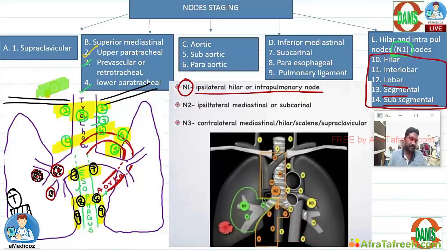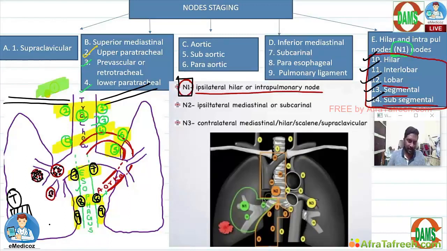If it is causing involvement of any of these nodes, so hilar, interlobar, lobar, segmental or subsegmental, that involvement is called N1. Just like T1, T2, T3, T4: T4 means more dangerous, T1 means less dangerous. In the same way, N1 is less dangerous, less involvement.